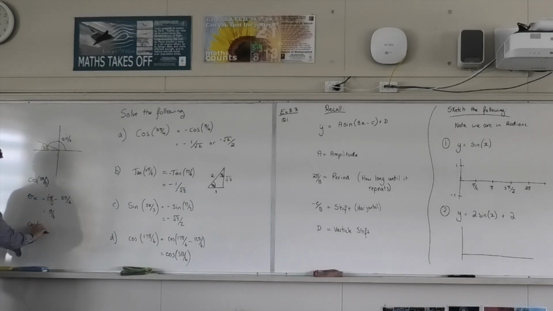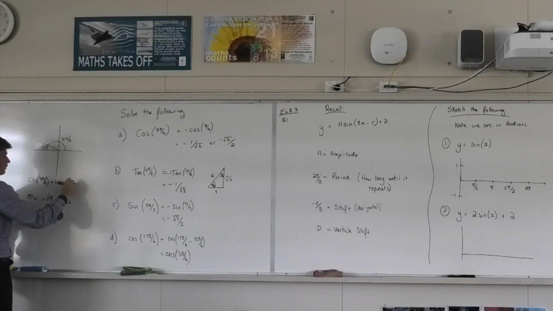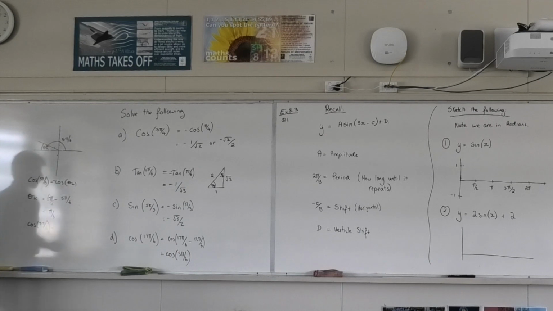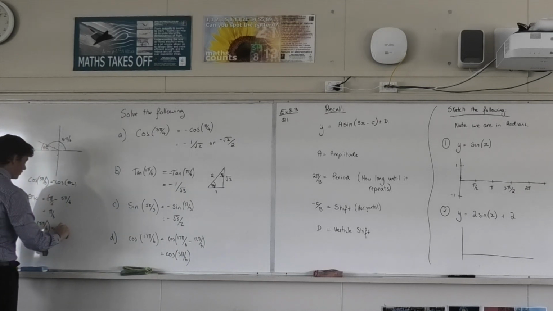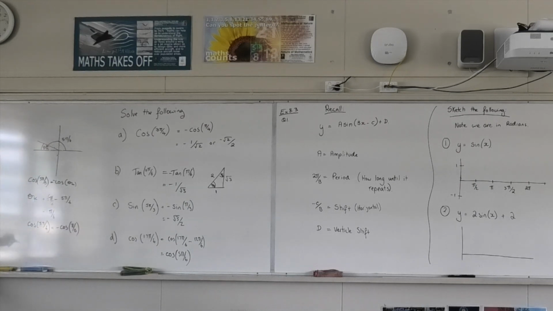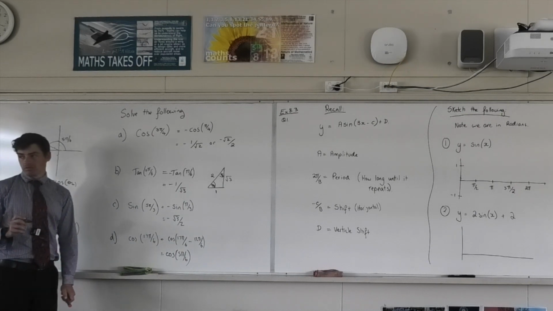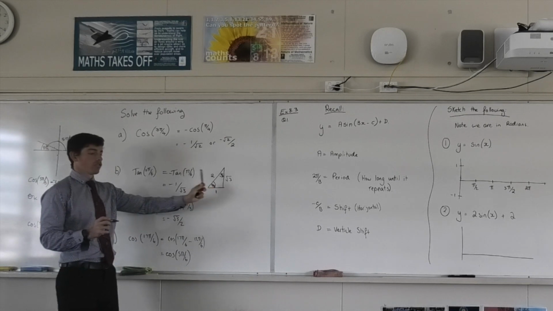What does it equal? What quadrant are we in? Second quadrant. What does that make cos? Negative. What's my key angle? Pi on 6. What do I do now? Go to my triangles. Negative root 3 on 2.